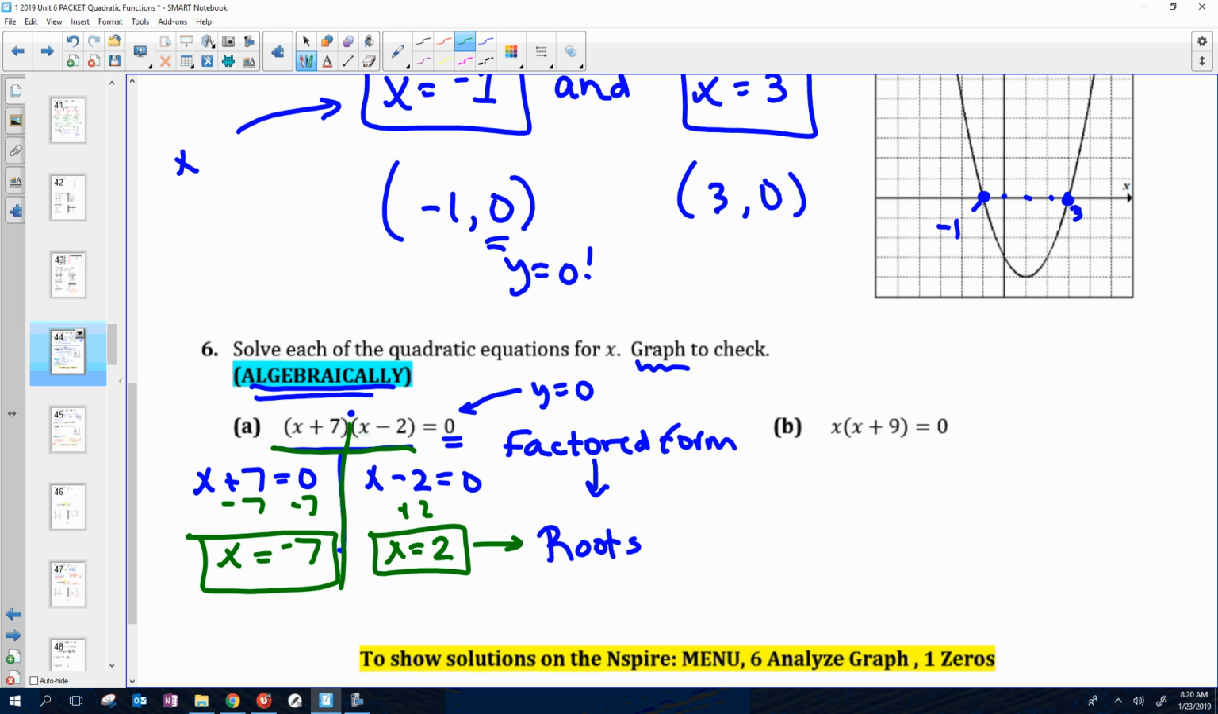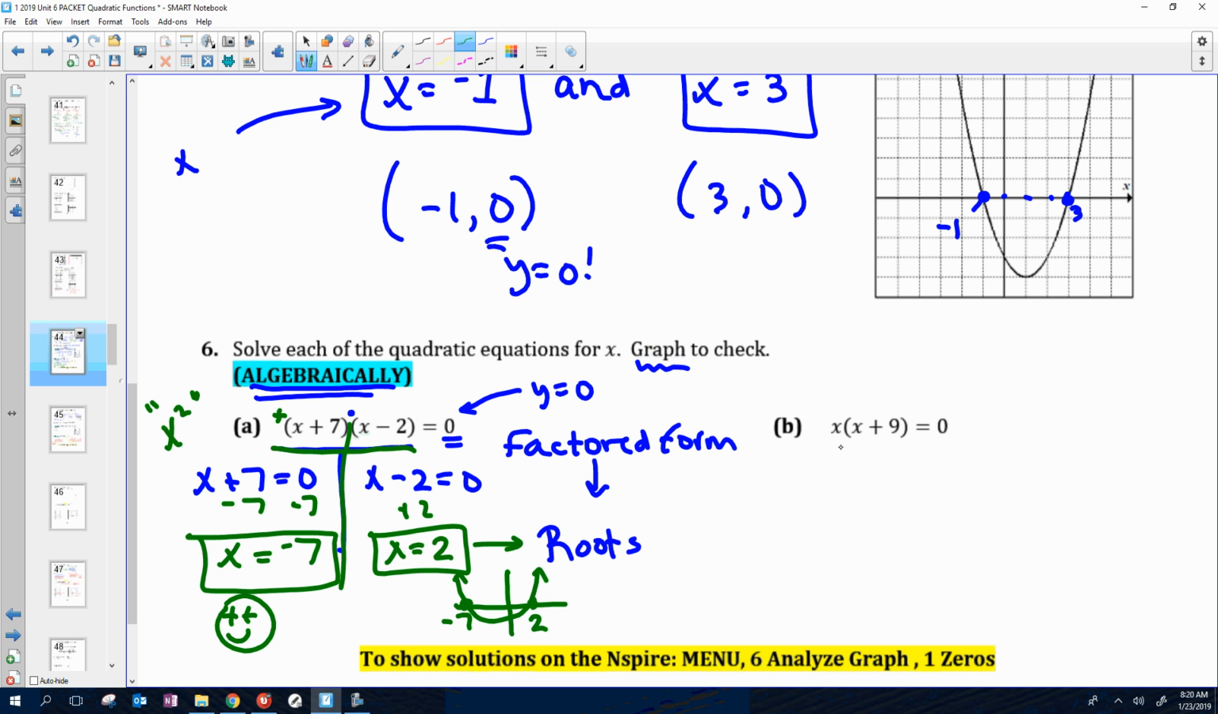If you were to graph this, you would see a quadratic. This is an x squared if you multiply it back out. And you would see zeros at negative 7 and 2. I happen to know from previous work that this is a positive smiling parabola. So if I enter this on my graphing calculator, this is what I would see.